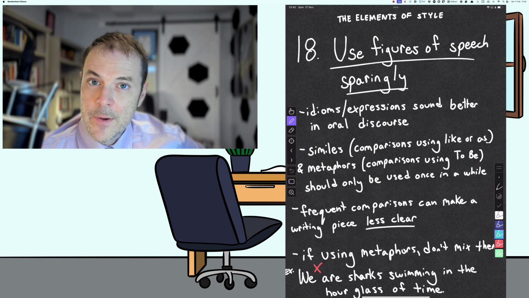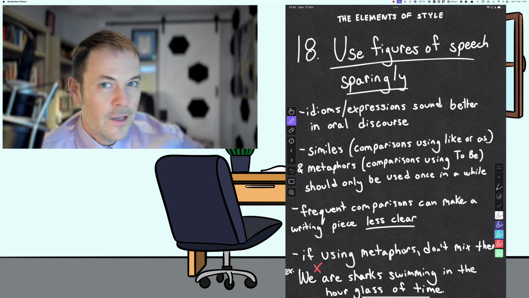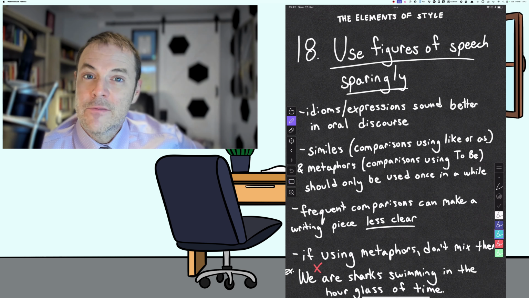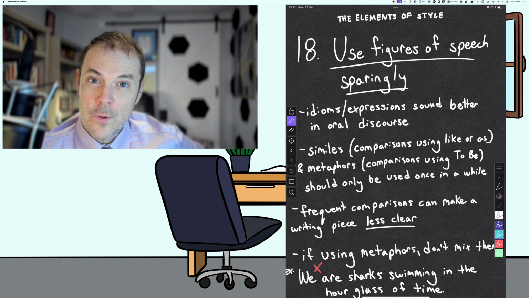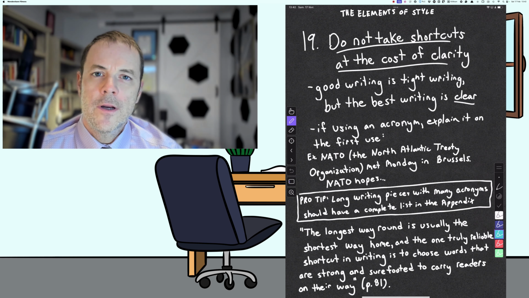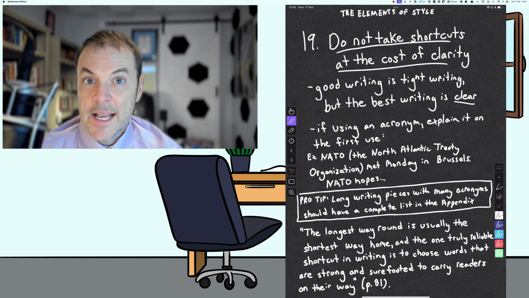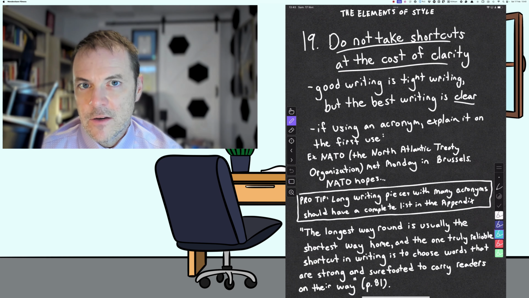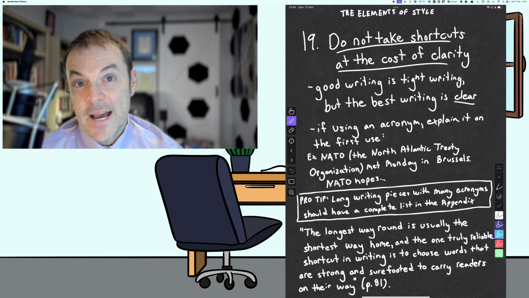For example, it can be really easy to mix your metaphors. Here's a terrible one. We are sharks swimming in the hourglass of time. I really hope to your ear that sounds awful. Do not take shortcuts at the cost of clarity. As I frequently say, good writing is tight writing, but the best writing is clear writing.